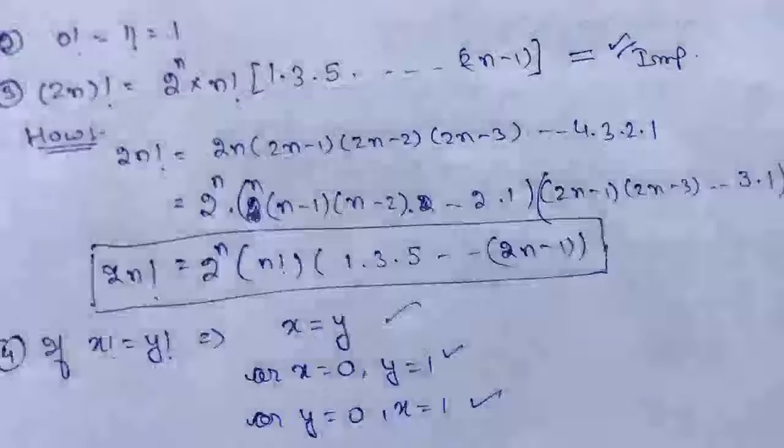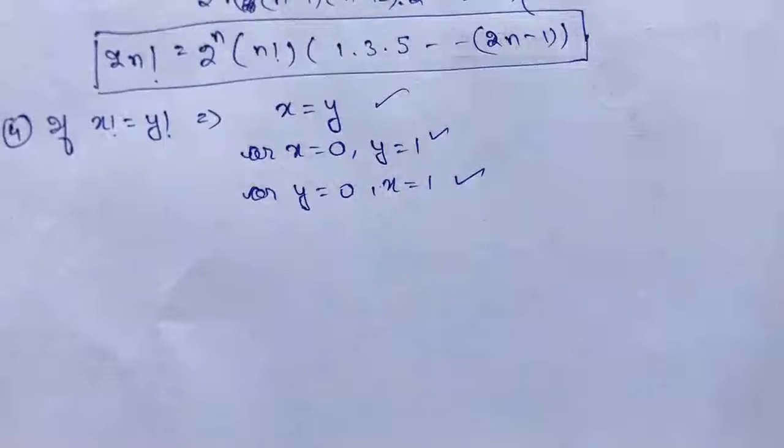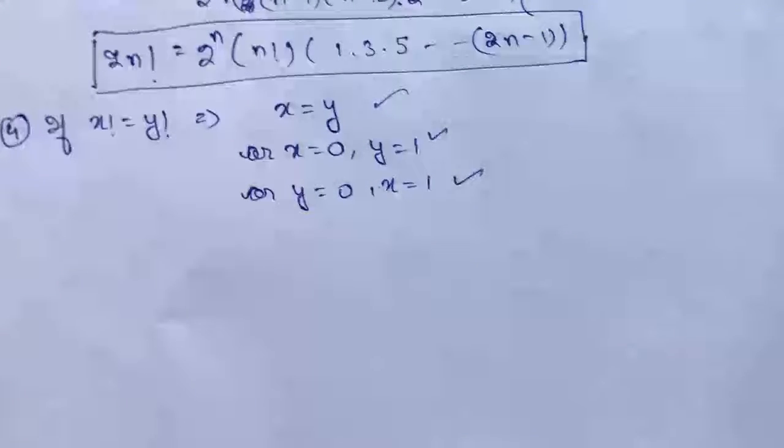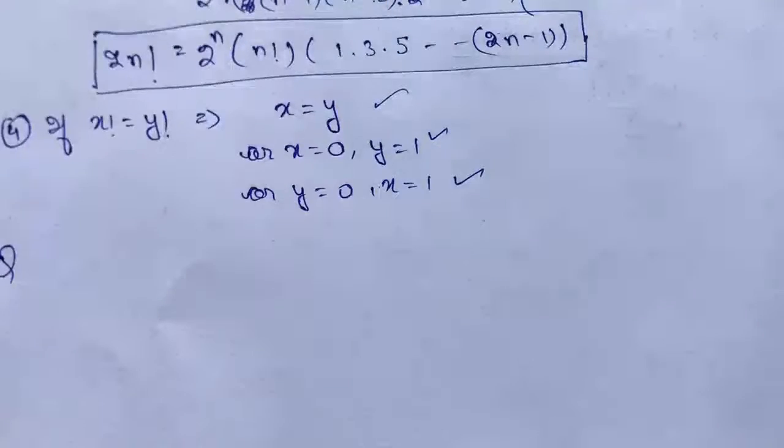Means these three implications could be there if it is given that x factorial is equal to y factorial. Simply we can't interpret that only x is equal to y. It could also be given as x is equal to 0, y is equal to 1, or y is equal to 0, x is equal to 1. Okay, so let us start with the question based on these properties.